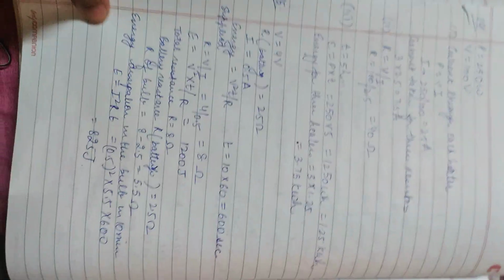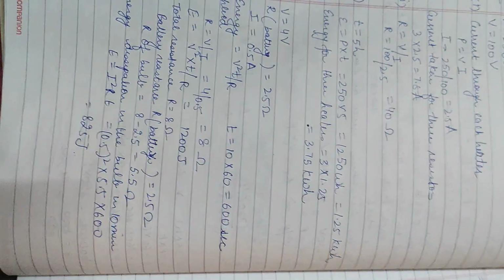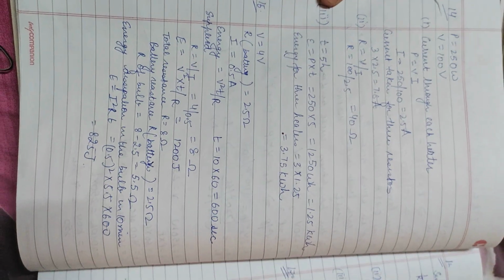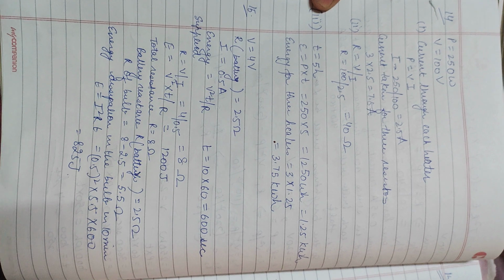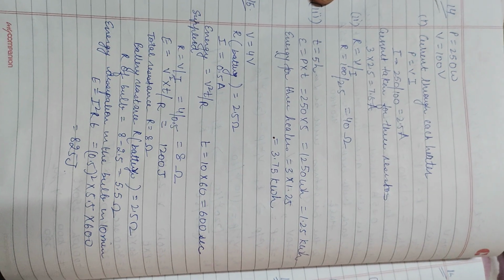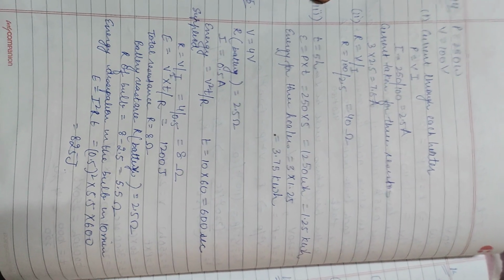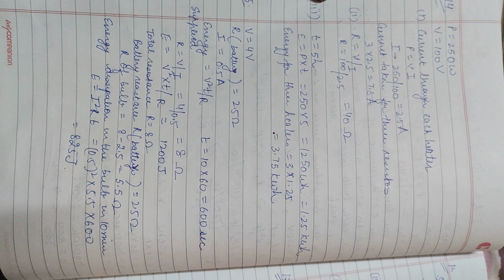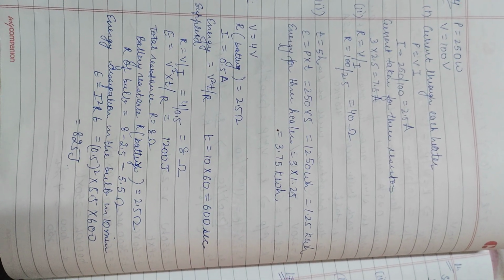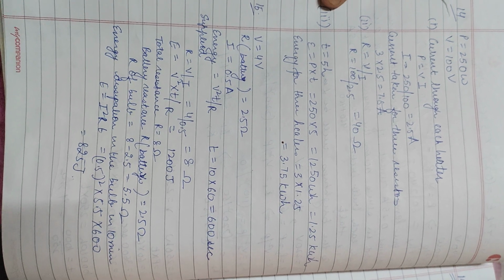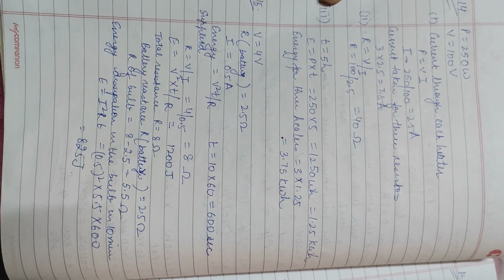Next question, 14th question here we are having. 14th question, we are having 3 heaters, each rated 250 watt and 100 volt, and they all are connected in parallel to a 100 volt supply. Calculate the total current taken from the supply, and the resistance and the energy.